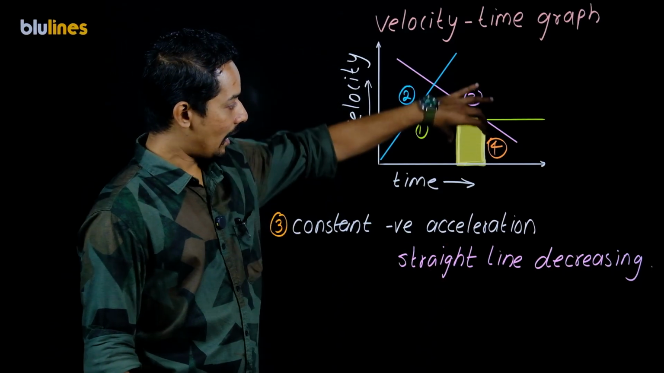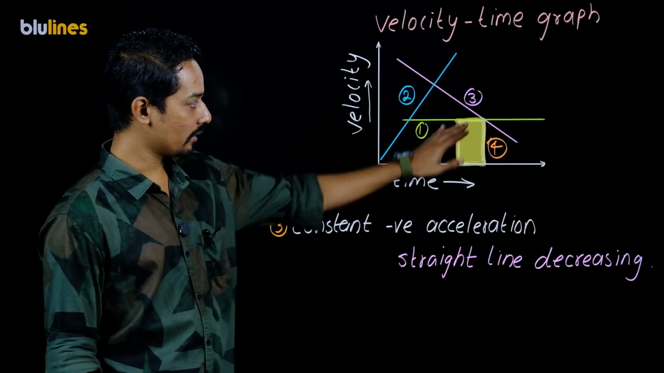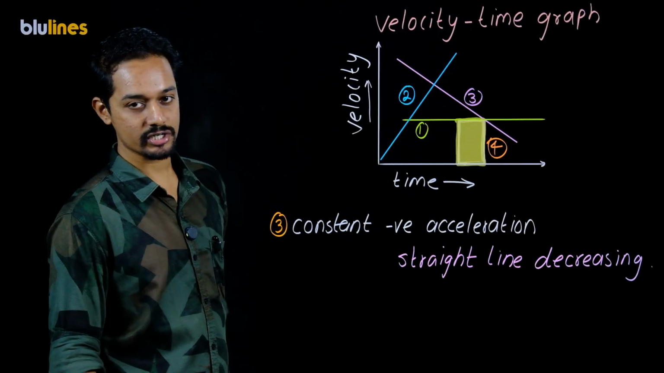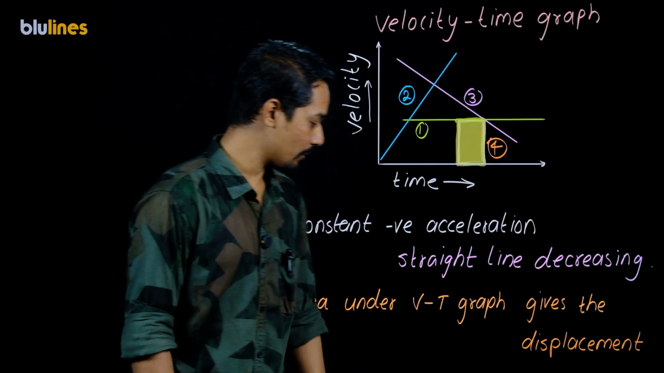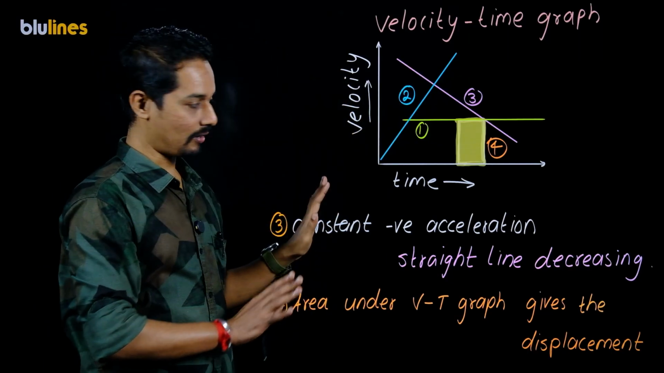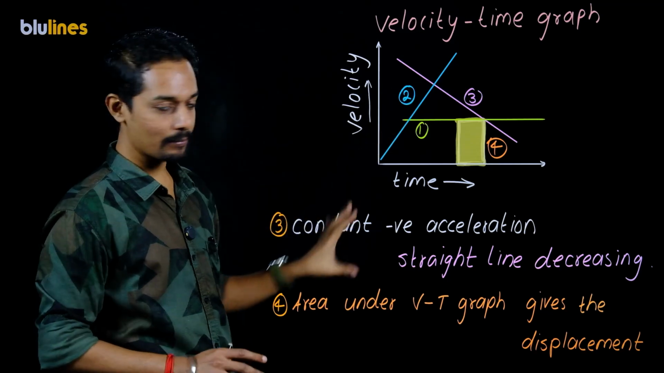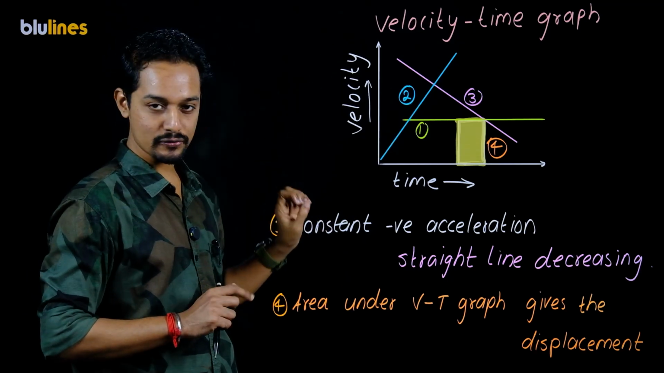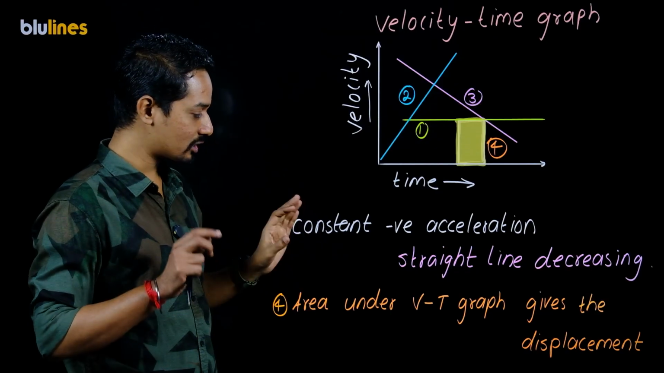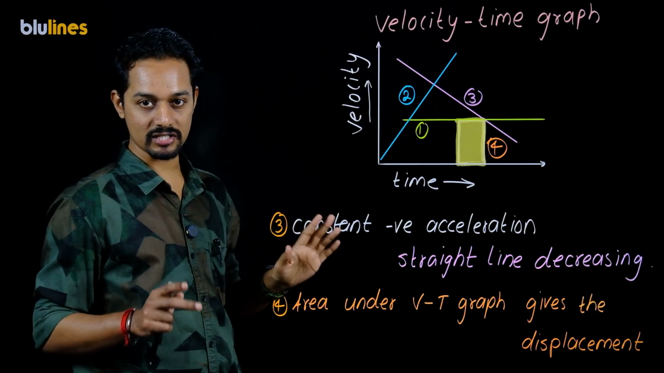Now, I have shaded a region under this graph. It is called the shaded area under the graph, or shaded region. So what does the shaded region represent? This is applicable for a velocity time graph. If I have the velocity time graph and I take the area under the graph, it always represents displacement.